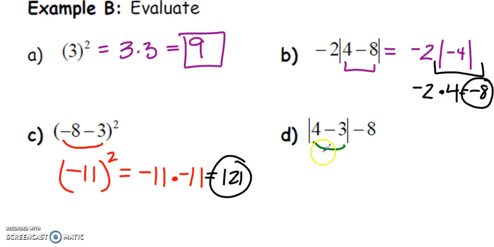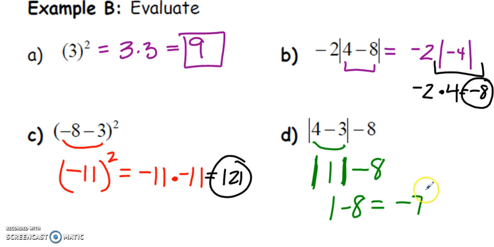Simplify inside the absolute value first. 4 minus 3 is 1. The absolute value of 1 is still 1, and 1 minus 8 comes out to -7.